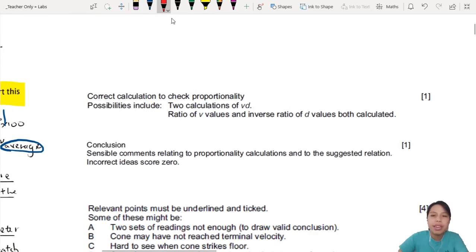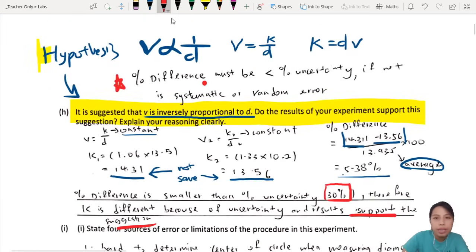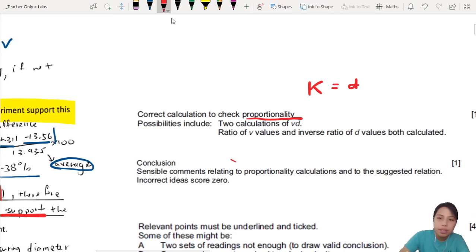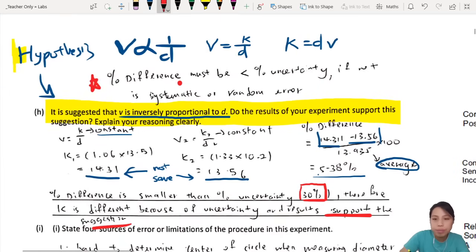Let's see what the mark scheme has. Very chill on the mark scheme. First one, you check proportionality. So check proportionality is you calculate the K. K equals to, what was the K here? K equals dV. K should be a constant. So you calculate to check. Okay, so here you see they show two calculations of K. Yep. Got show calculation or not? Got. So 1 mark here.